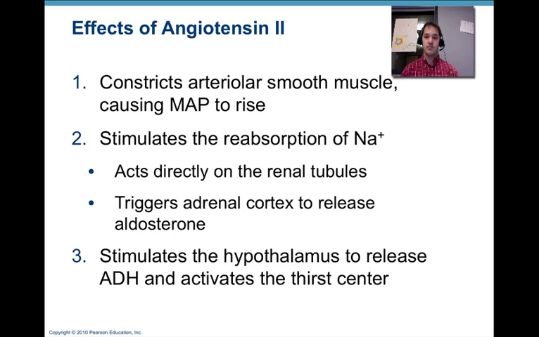It stimulates the reabsorption of sodium. It can directly do this in the renal tubule, and it also can do this by stimulating aldosterone. And if you remember, aldosterone causes the renal tubules and collecting duct to reabsorb more sodium. And then it can also stimulate the hypothalamus to release ADH, and ADH inserts water channels, aquaporins, into the collecting duct and causes more absorption of water.